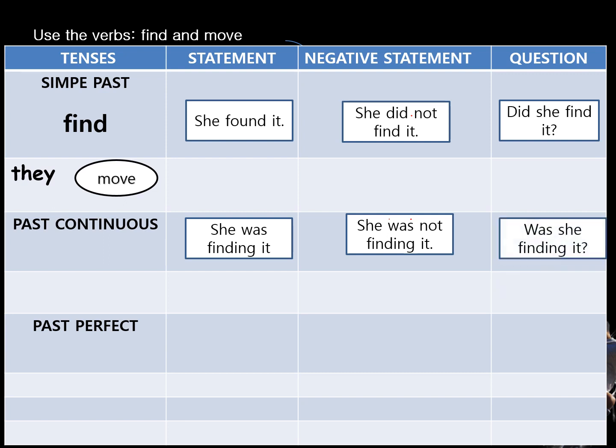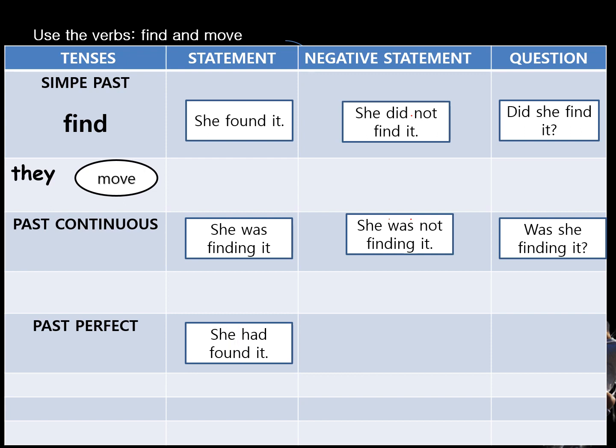So question now, why she? Was she finding it? So you are interchanging only the subject and the helping verb was, since the subject is singular, she. Let's move on to past perfect.